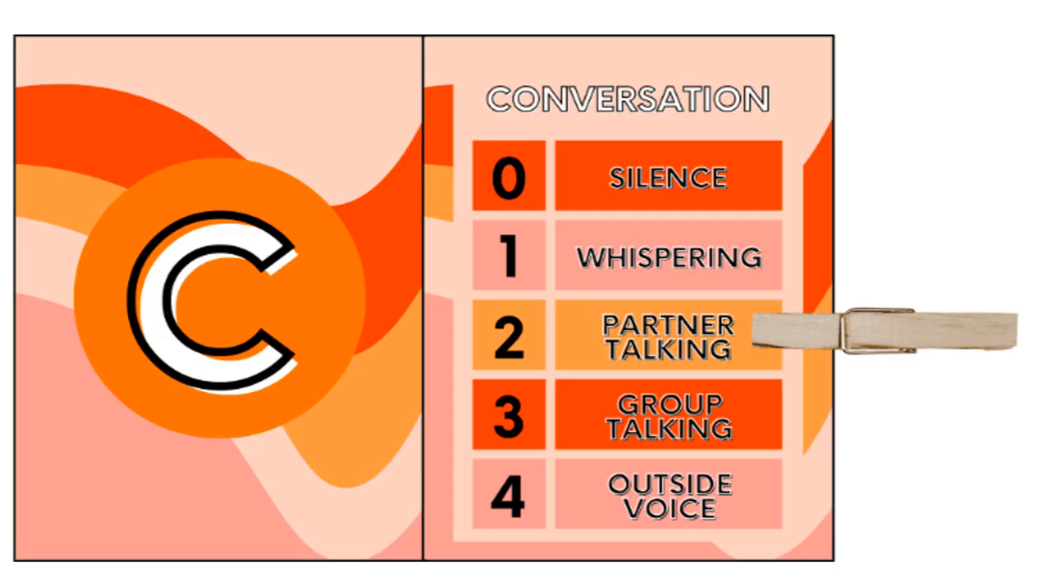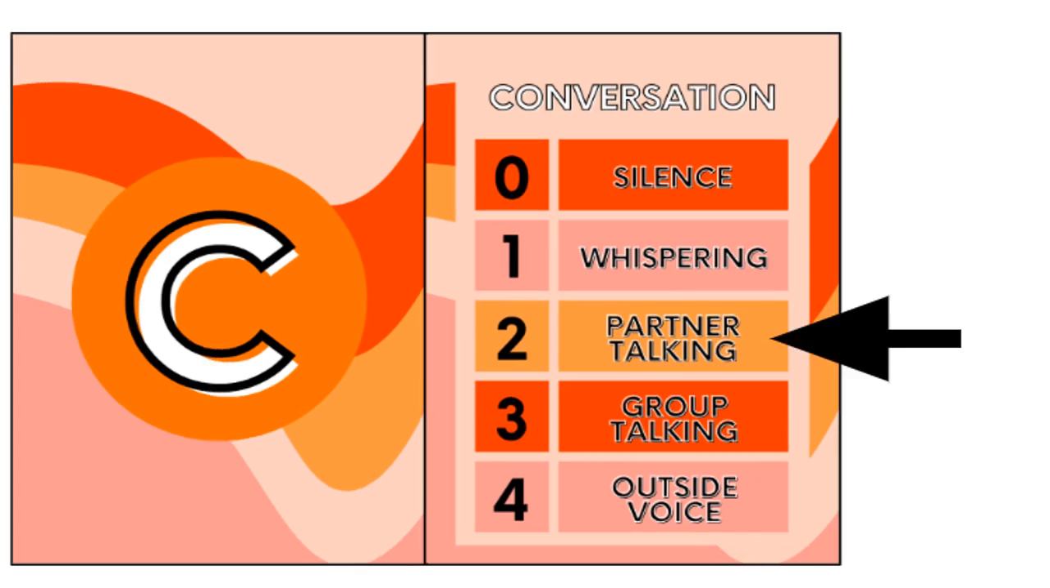When communicating the expectations to students, make it visual by putting a clothespin or an arrow to indicate where on the scale they should fall.